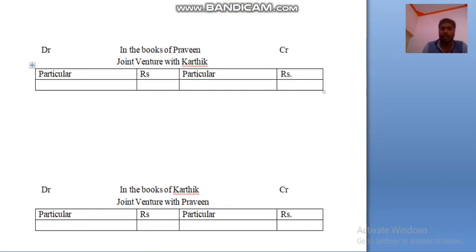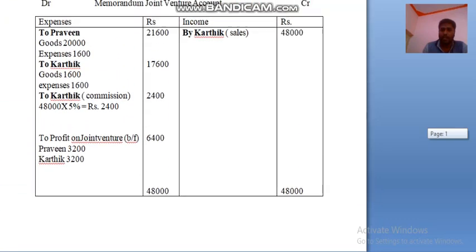So in the books of Praveen. Here I am preparing the personal accounts of Praveen in the books of Praveen, and he has a joint venture with Karthik. So here I am preparing only the Praveen books of accounts. Here we should record only the transactions related to Praveen and not Karthik. Here we have to record only the transactions which belong to Mr. Praveen. So go through the memorandum joint venture account.